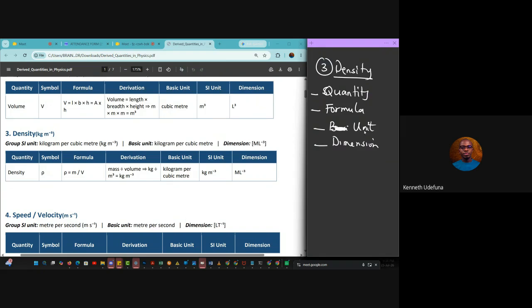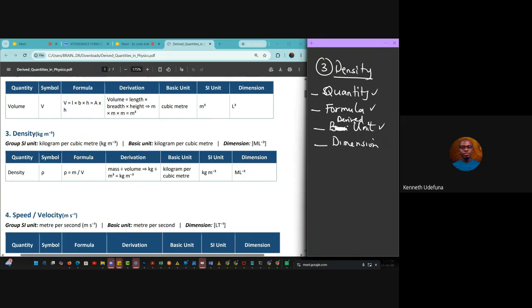Now, what are the steps again? For every derived quantity, these are the steps you're going to take. First of all, state the derived quantity that we're talking about. Secondly, mention the formula. What is the formula for that derived quantity? The third one is the units. From that formula, you are going to obtain what we call a derived unit.